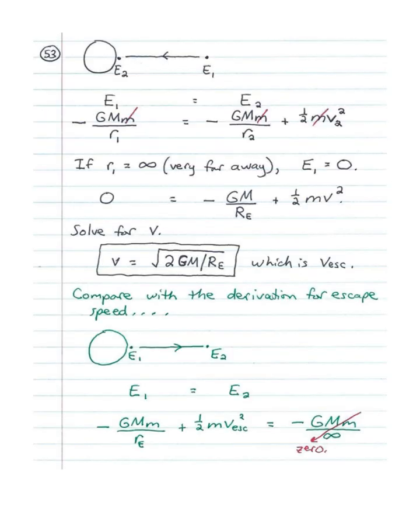Number 53. It says, show that an object released from rest very far from Earth reaches Earth's surface at essentially escape speed.